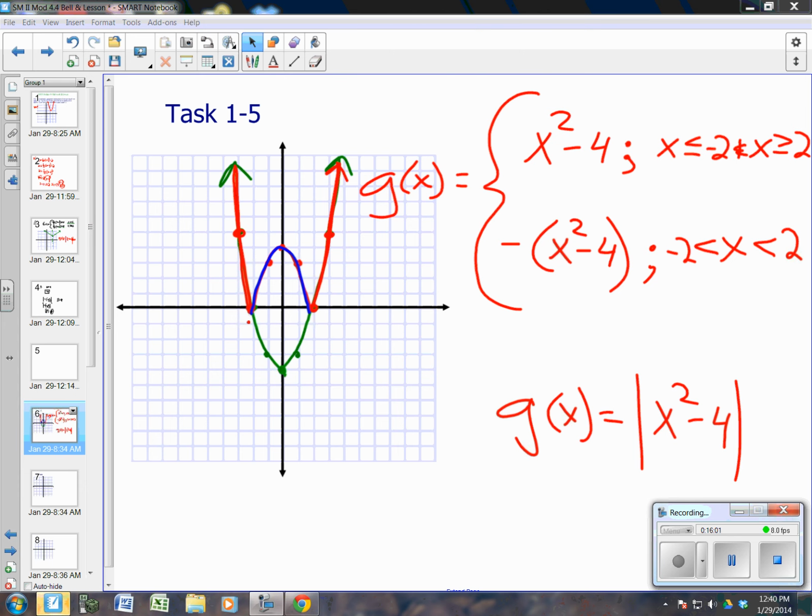Okay? Now, which one's obviously easier? The bottom one, right? But to really understand this, that's why we're putting them in piecewise functions, so you can understand the pieces of it and what's going on there.